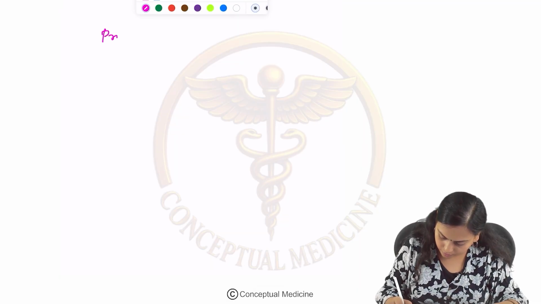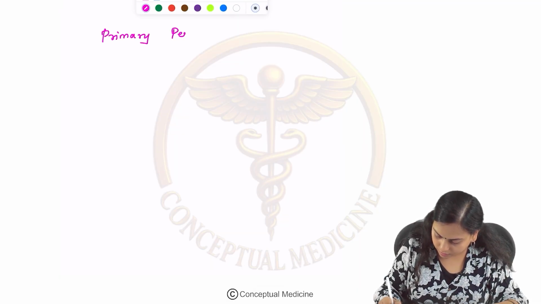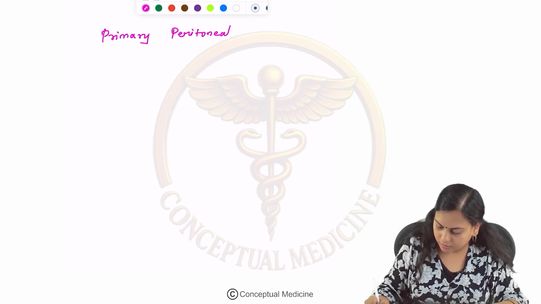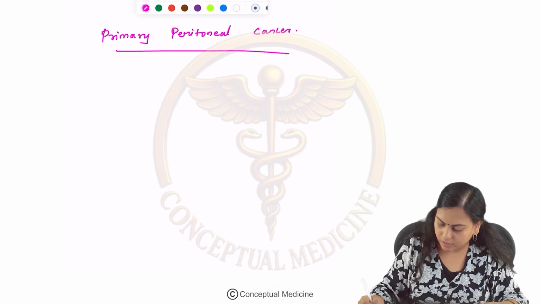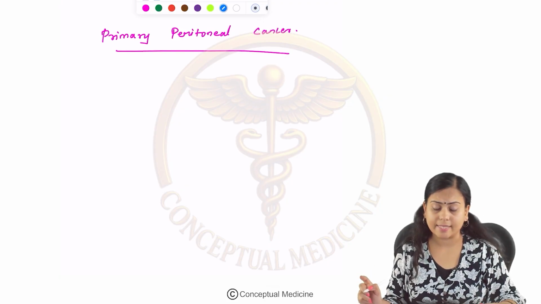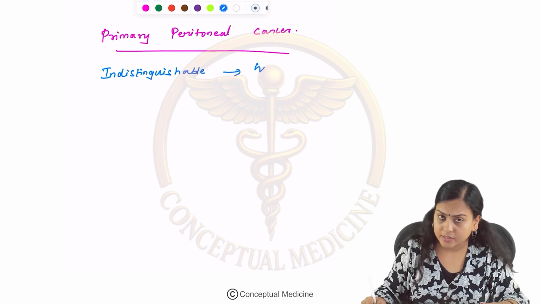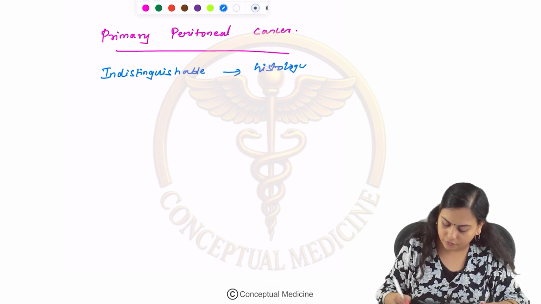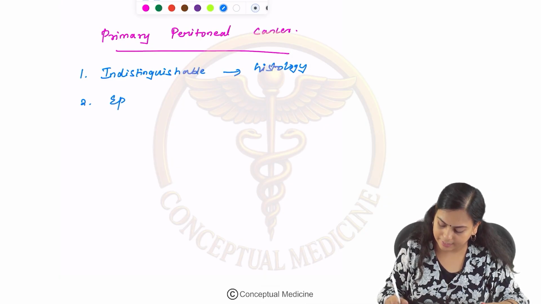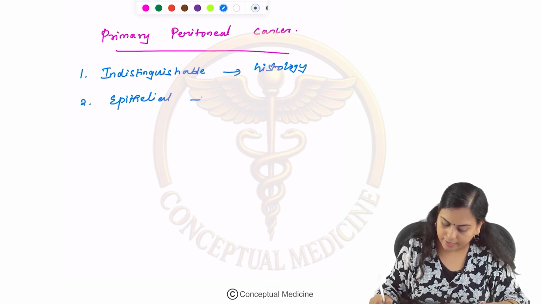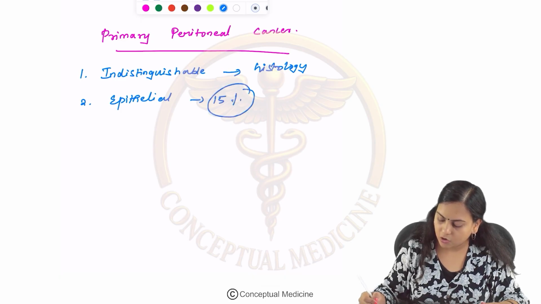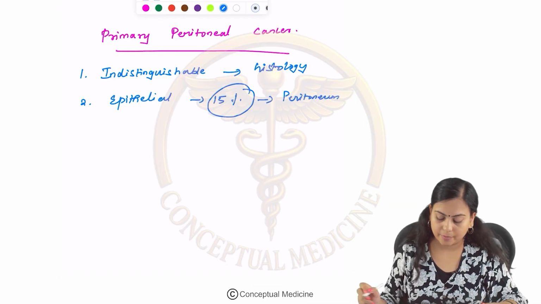Now let's see about the primary peritoneal cancer. We have to know one thing: peritoneal cancers are indistinguishable from the ovarian cancers or the fallopian tube cancers by histology. Of the epithelial cancers, at least 15% will arise from the peritoneum, that is the peritoneal lining of the pelvis or the abdomen.